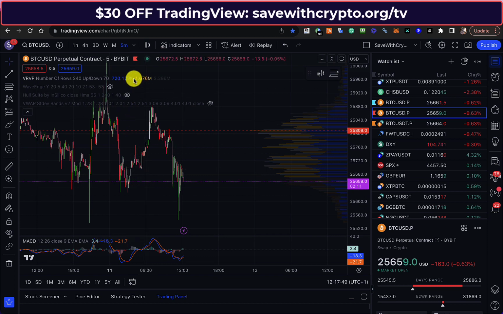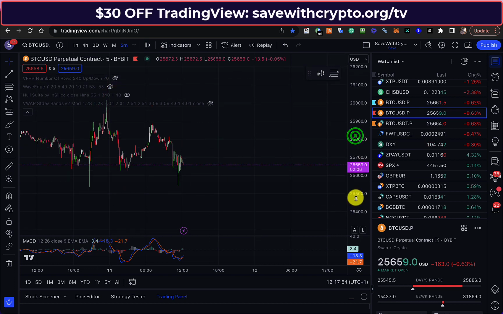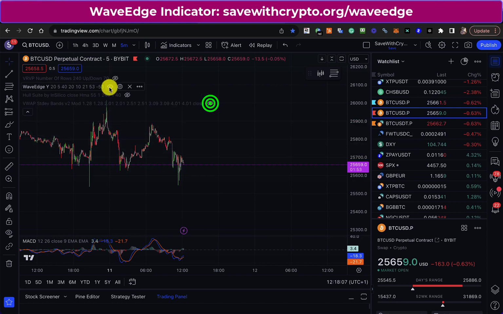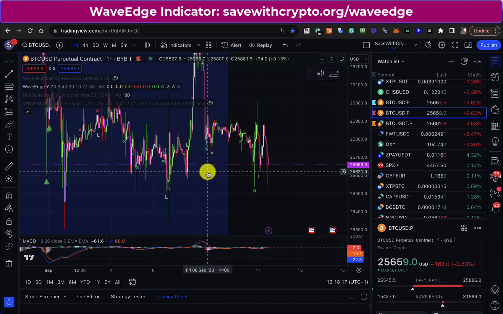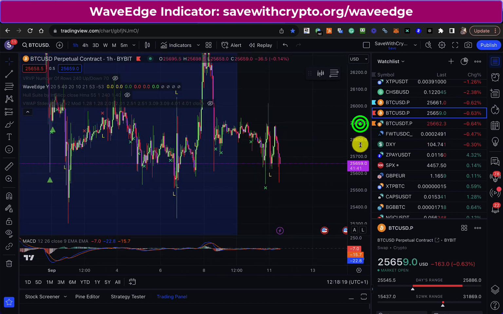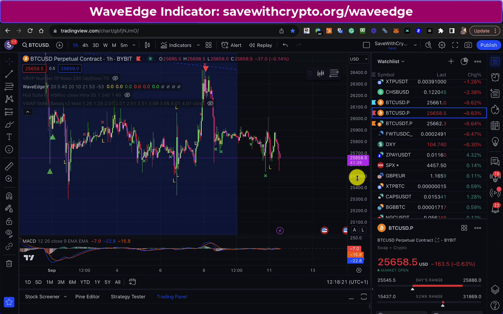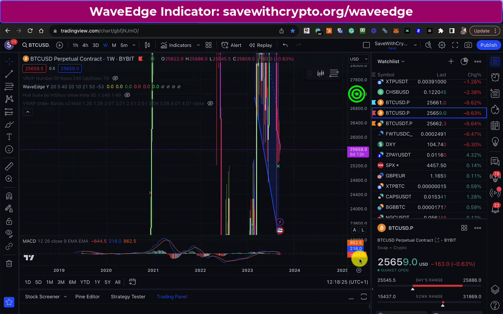Now, there are various indicators I use, and I'll show you them now. And there are some settings that I do change as well. I'll just show you this one first. You don't need it. This one is called WaveEdge by Team Underground. This is Thomas from Team Underground's indicator, and it's useful because it shows some amazing things when you're on higher time frames, like the weekly.